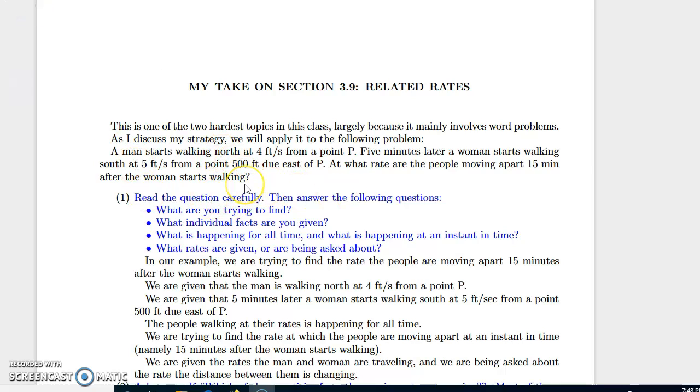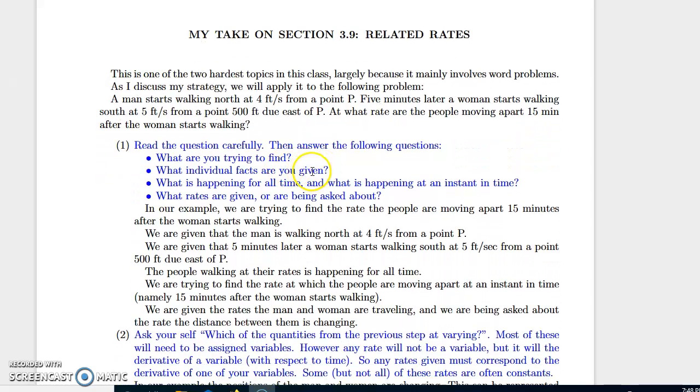First, what are we trying to find? Well, the last sentence says, at what rate are the people moving apart 15 minutes after the woman starts walking? Therefore, we are trying to find the rate at which the people are moving apart at the instant in time 15 minutes after the woman starts walking. In fact, I have a bad feeling that I've done the question for after the man starts walking, but we'll just deal with that later.